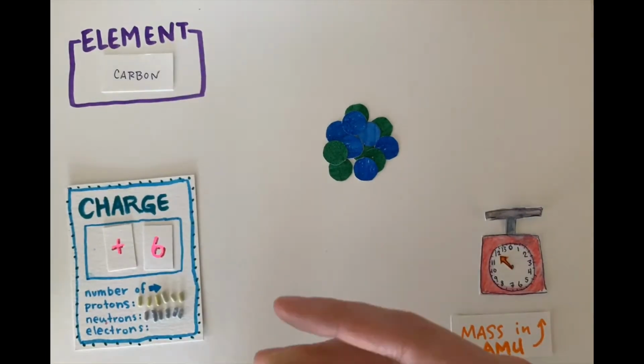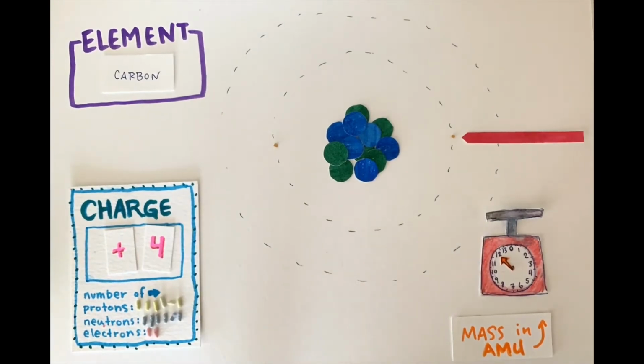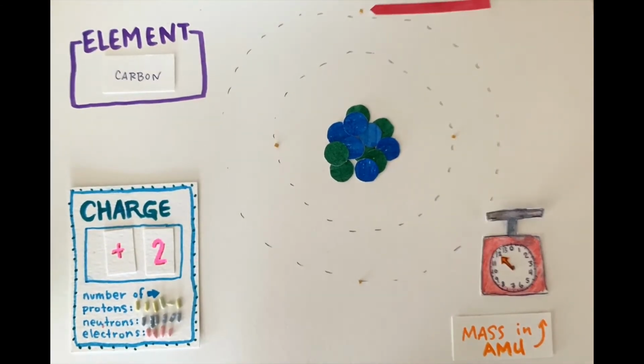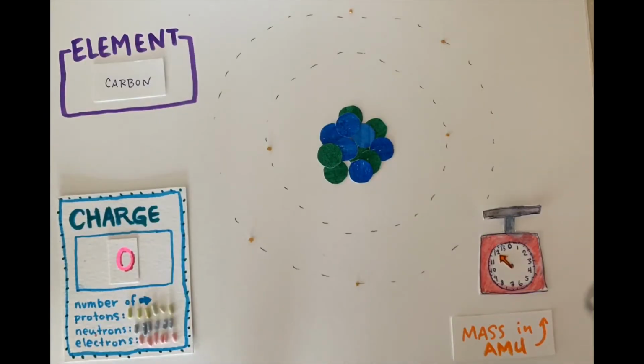Outside of the nucleus is the electron cloud. This is where the electrons live. Electrons arrange themselves around the atom in what we call energy levels. The first energy level can hold 2 electrons, the next one can hold up to 8.